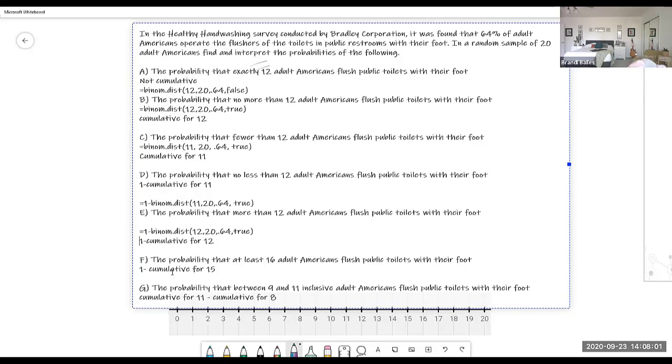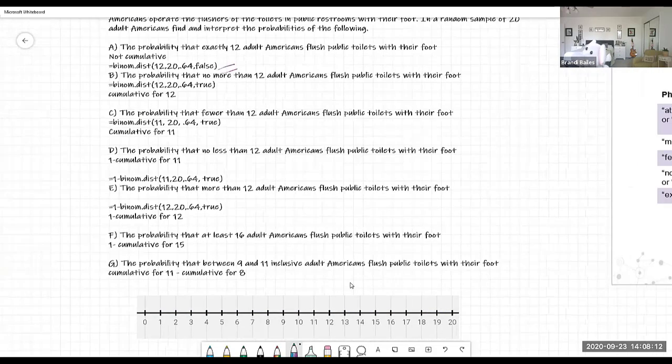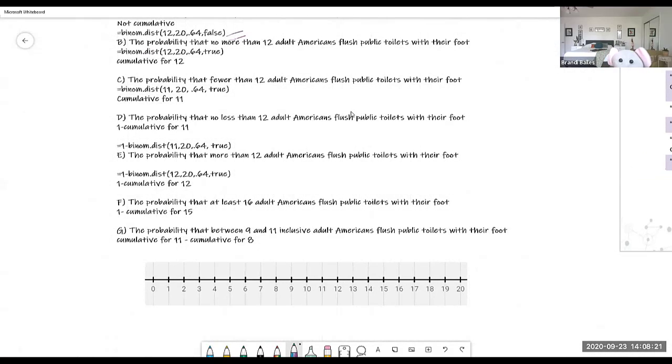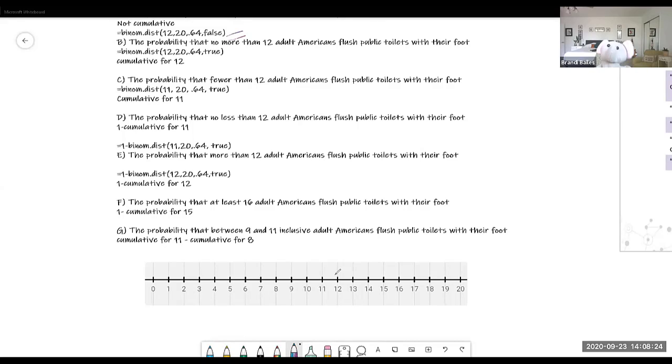F. Let's see. The probability that at least 16 adults flush public toilets with their foot. At least 16. What does at least mean? Let's go look at our cheat sheet. At least, at least, at least. Oh, okay, that's greater than. Okay, so let's try that. So if 12 people flush the toilet with their foot, that's not at least 16. So 12 is bad, 13 is bad, 14 is bad, 15 is bad, 16. If 16 people flush the toilet with their foot, then that's at least 16. So 17, 18, 19, and 20. Yay! Oh boy. Okay, this is exhausting.